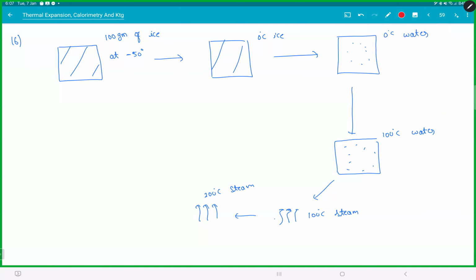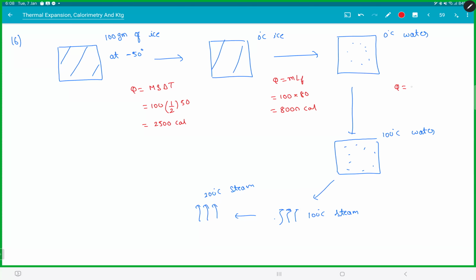Now see, whenever you're just changing temperature, use Q is equal to ms delta T. Whenever there is a phase change, you use Q is equal to ml. So here, this is ice, only temperature is changing. So Q is equal to ms delta T. M is 100 grams, S is half, and delta T is 50. This is 2,500 calories. So this is a phase change. Q is equal to mlf. That's 100 into 80. So this is 8,000 calories.